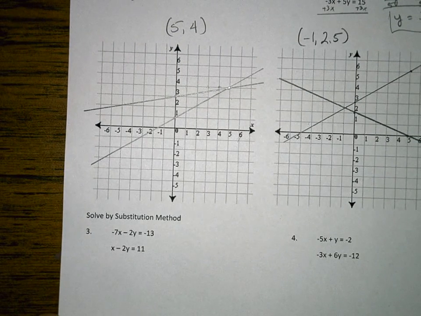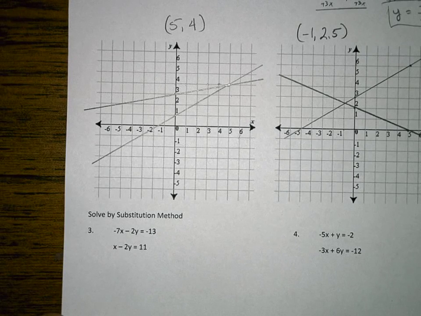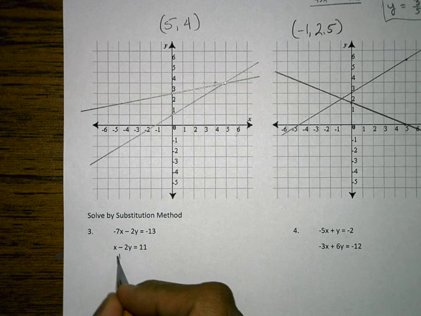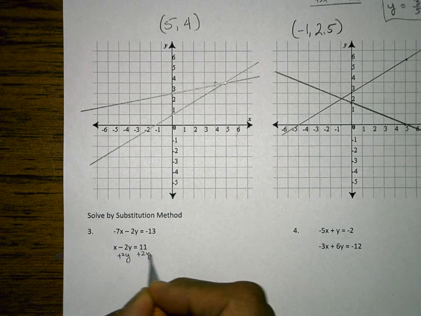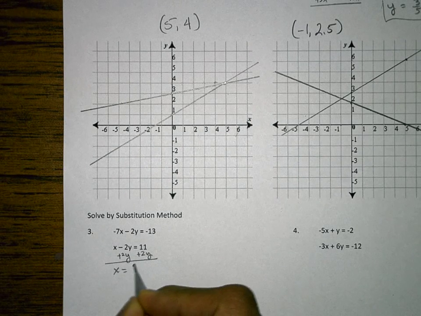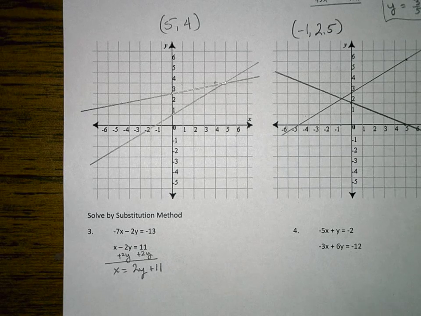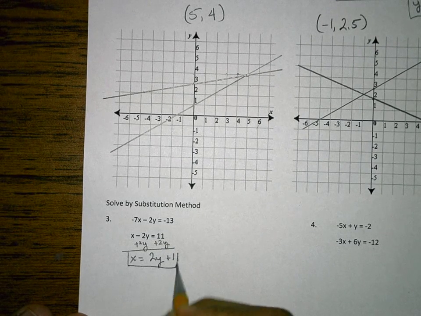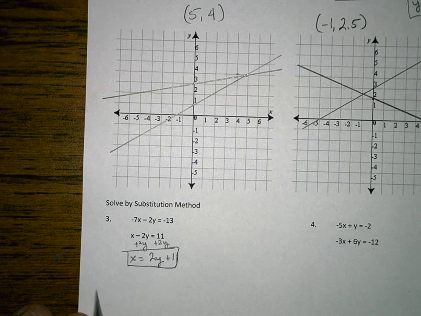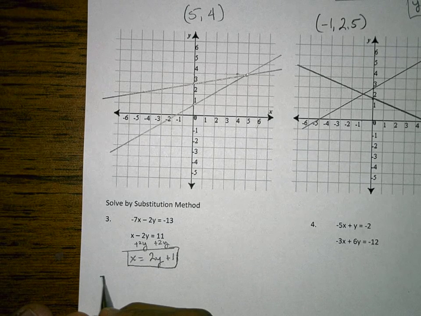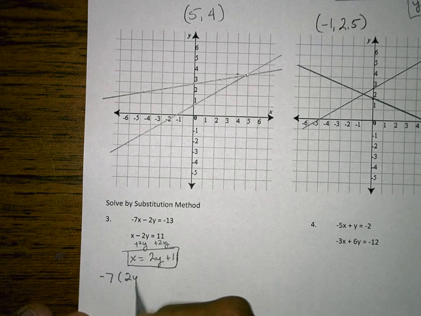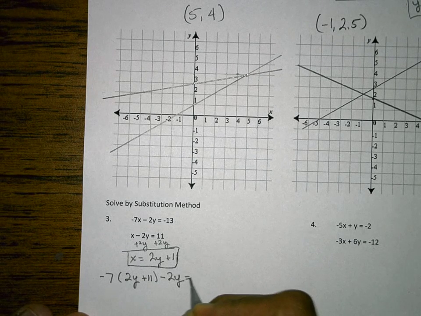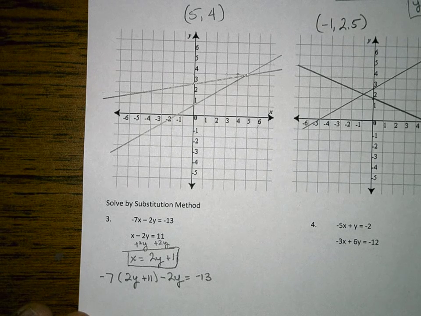All right, next one here, we're going to look at solving by substitution. So I have to get a variable by itself. Alright, so I pick that x to get by itself, so I'm going to use this one right here. That's an 11. So I'm going to plug it up here into that x, so I get negative 7 times 2y plus 11 minus 2y equals negative 13.